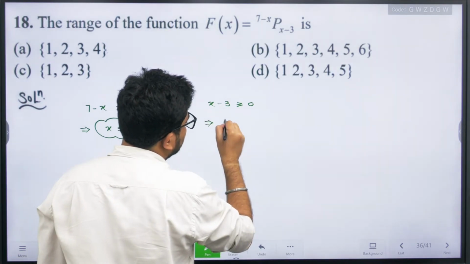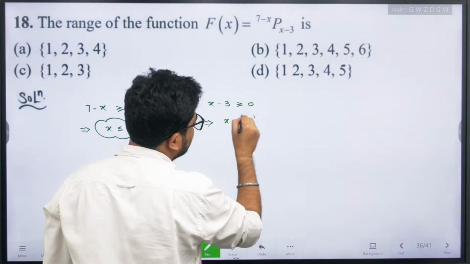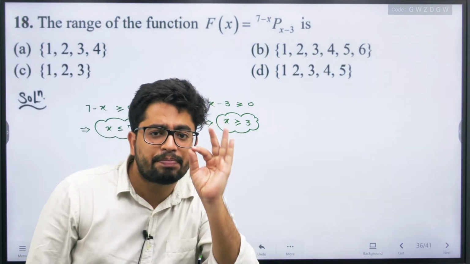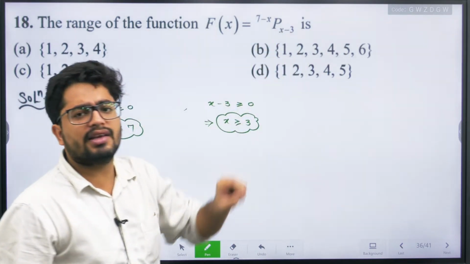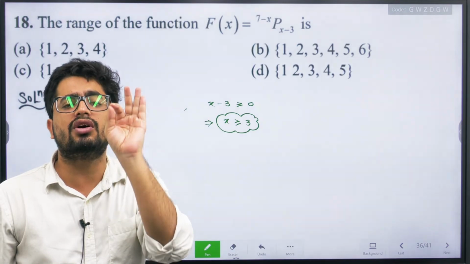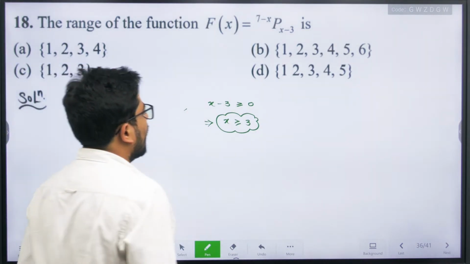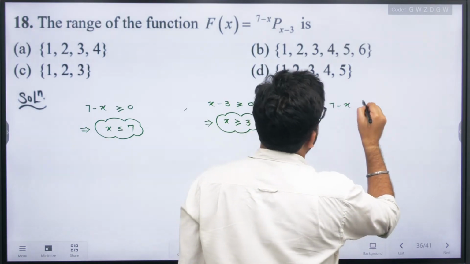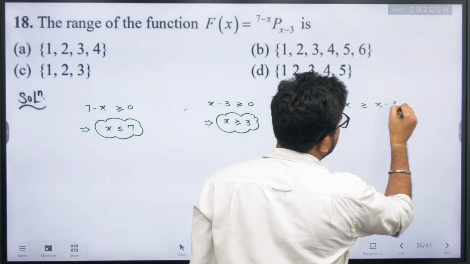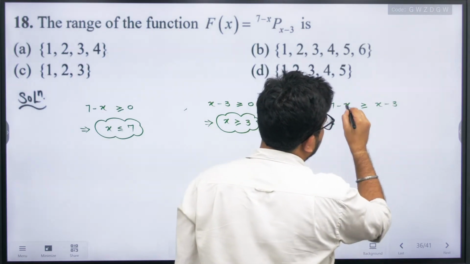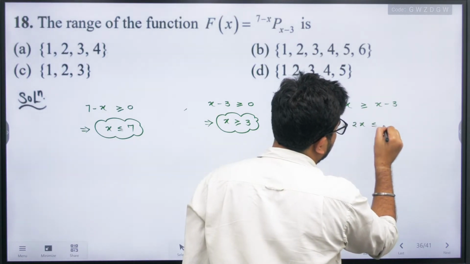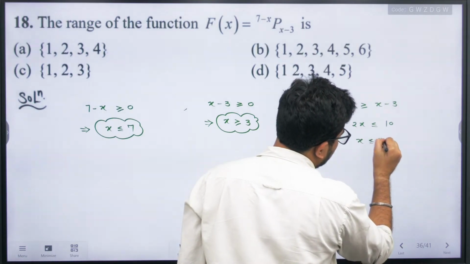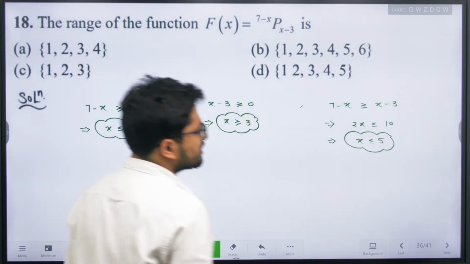Okay, so from here you can say x is greater than or equal to 3. Got it? x must be greater than or equal to 3. That's the second condition, because nPr is defined whenever n is greater than 0, r is greater than or equal to 0, and n is greater than or equal to r. And the third condition is what? Third condition is 7 minus x must be greater than or equal to x minus 3. So when you simplify it, you can take x on that side, so you will get 2x less than or equal to 7 plus 3, which is 10. So from here you can say x is less than or equal to 5.